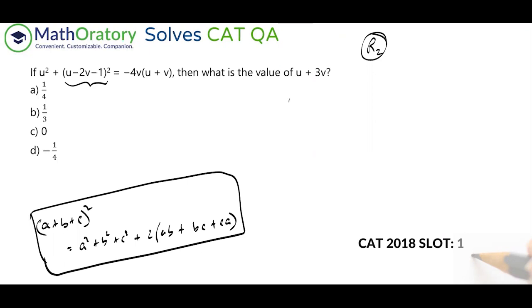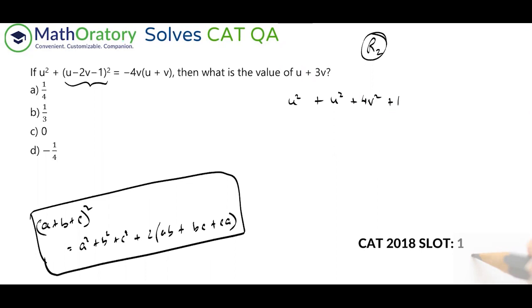So we have u square from the first one. Then you have u square, 4v square, 1 square, that is 1. And then you have this 2ab, 2bc, 2ca. So keep the signs in mind. When you're squaring it, it doesn't matter. It will be anyhow whole squares. But when you're multiplying two things, the signs matter.